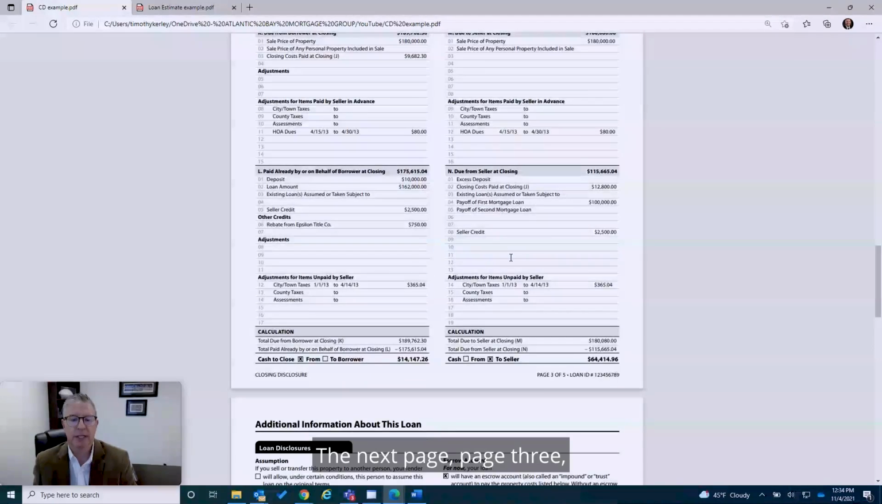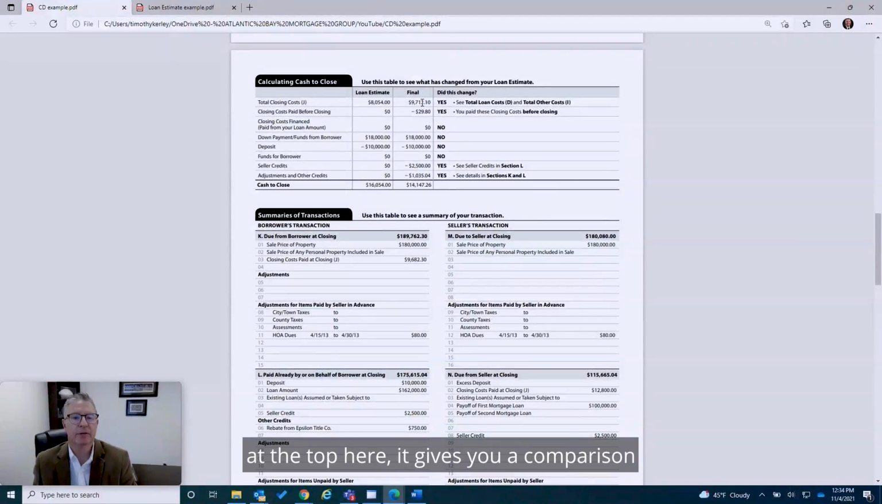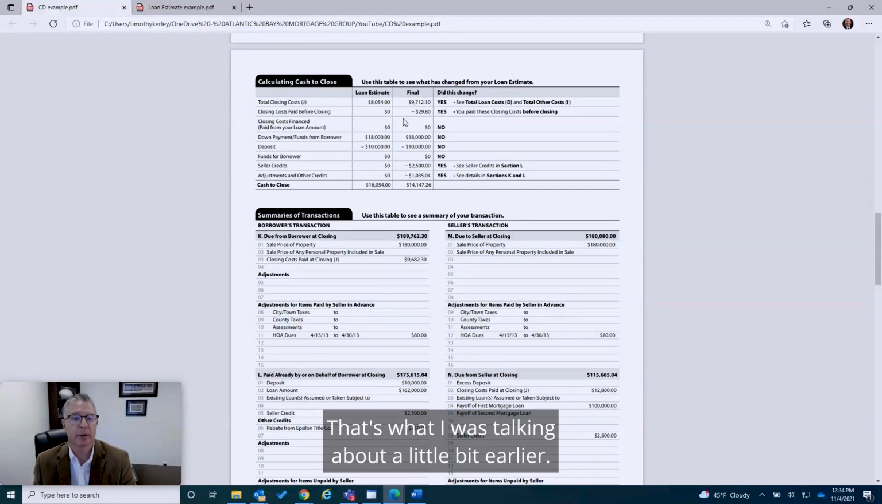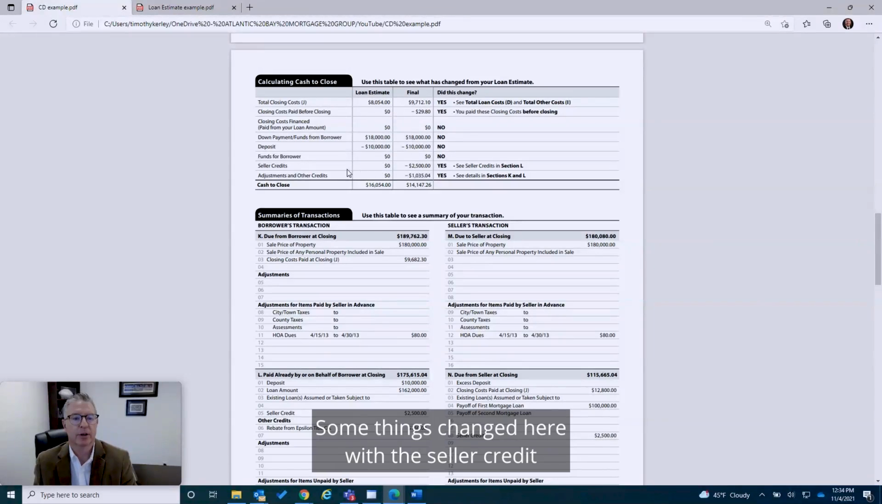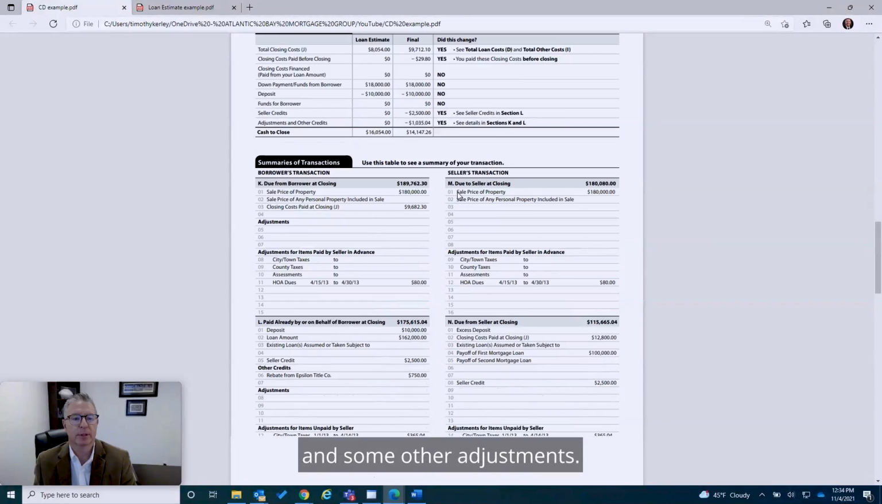The next page, page 3, at the top here gives you a comparison between your loan estimate and your final closing disclosure. That's what I was talking about a little bit earlier. So you can see what has changed since the beginning. You can see for some reason here, the closing costs went up a little bit. The down payment stayed the same. These folks did a $10,000 deposit. Some things changed here with the seller credit and some other adjustments.